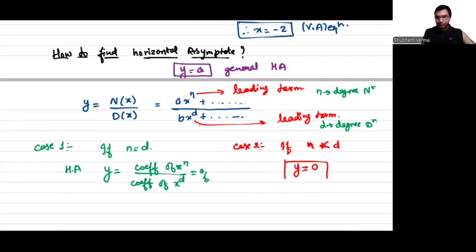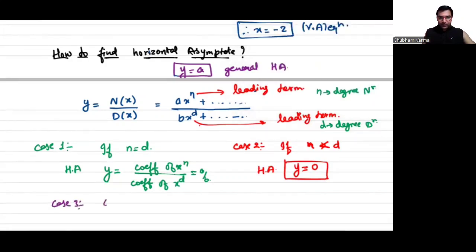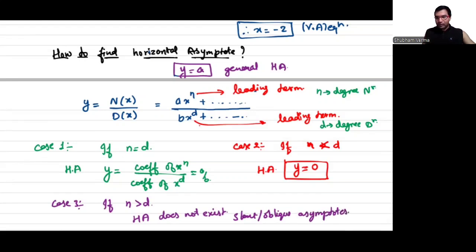This is my horizontal asymptote, the equation of y. Okay, next, the last case is case 3. If n is greater than d, here the horizontal asymptote does not exist. Or rather, we get a slant or an oblique asymptote, which is not the interest of calculus. We will not be dealing with these type of scenarios where n is greater than d. So I hope it is clear to you.